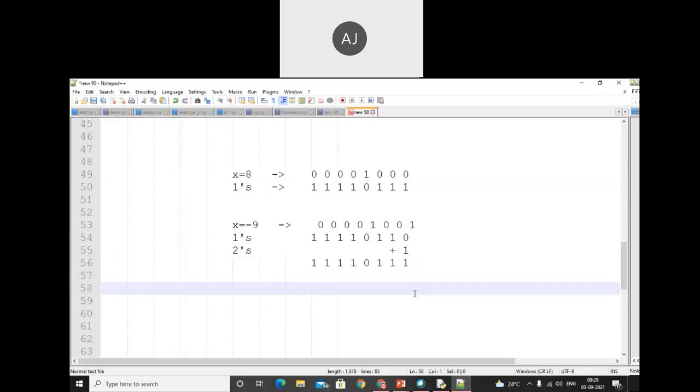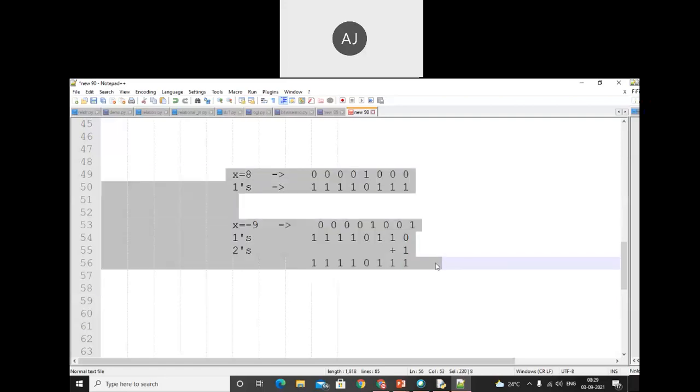Did you get that concept? Yes, sir. Yes, sir. What about other students? Just try for other numbers. Try with two or three numbers and you will get a brief idea regarding that. This is the valid reason.